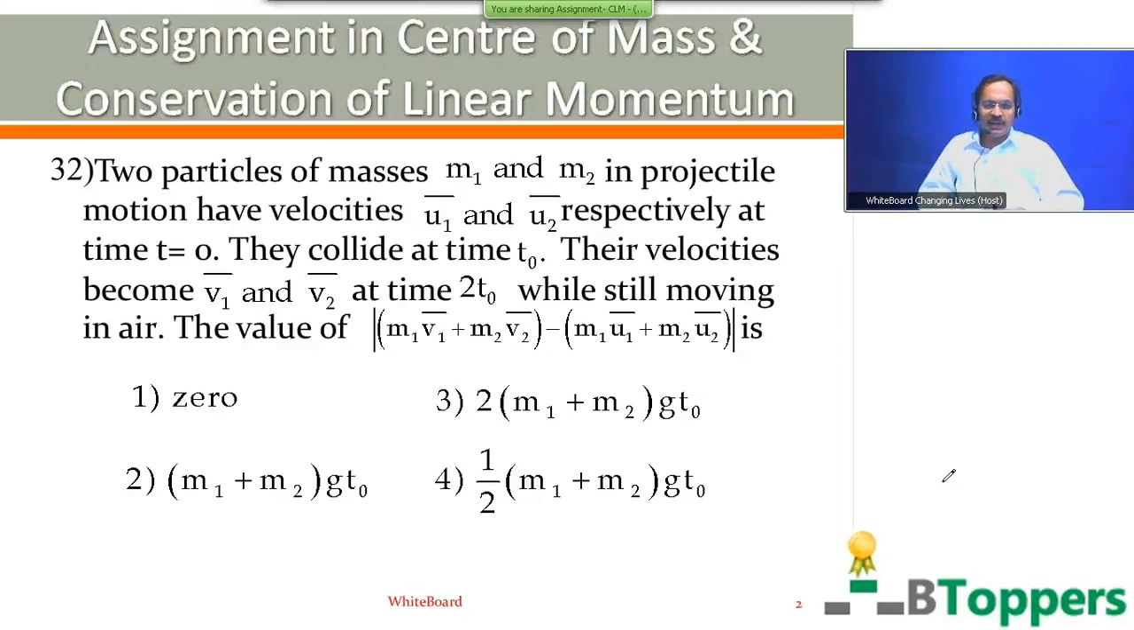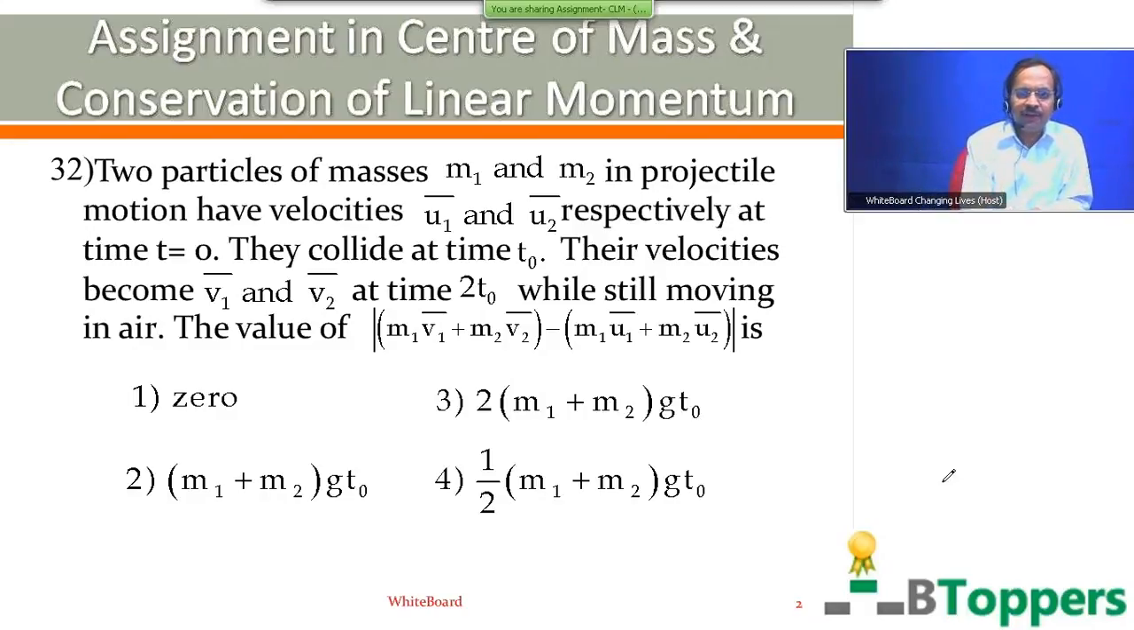Now the total linear momentum of the system of the two particles will not be changed due to the internal forces within the particles of the system. The total linear momentum of the system changes only due to external forces acting on the system. So in this case, the external force on the system is the force of gravity. So net external force on the system is equal to the total weight of the two particles, m1 plus m2 into g.